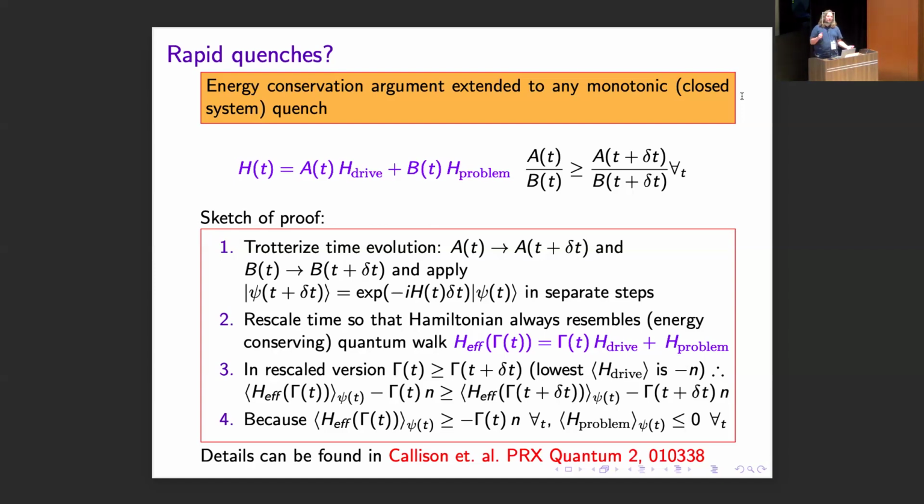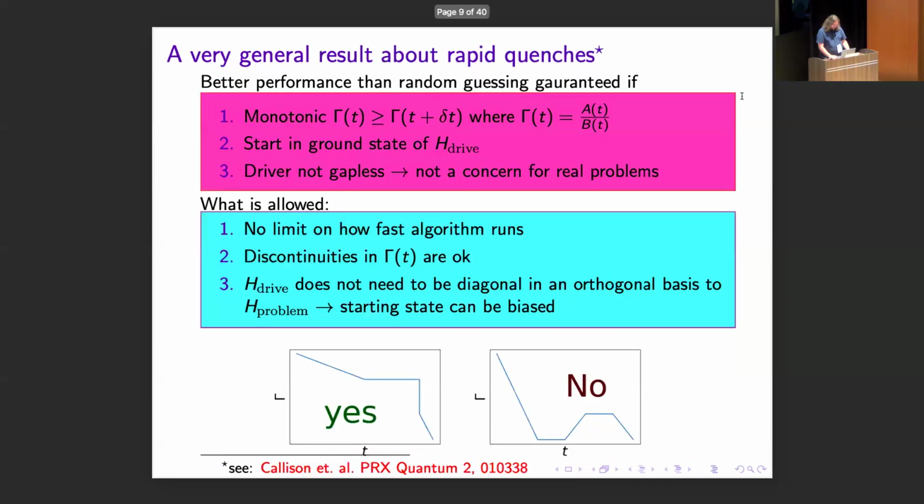But if you're always making the strength of the driver relative to the problem Hamiltonian smaller, that actually takes energy out of the system. So you have energy conserving stages, energy removing stages, and both of those mean that your average energy will go down. And if you take the limit, you can make a very general result about rapid quenches.